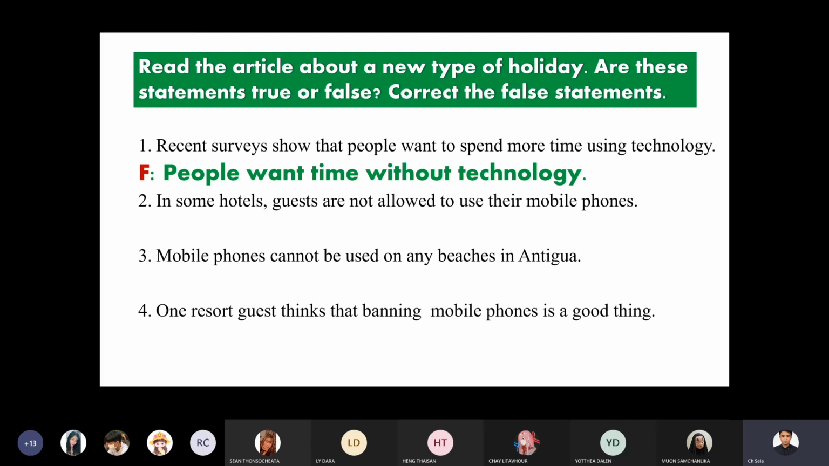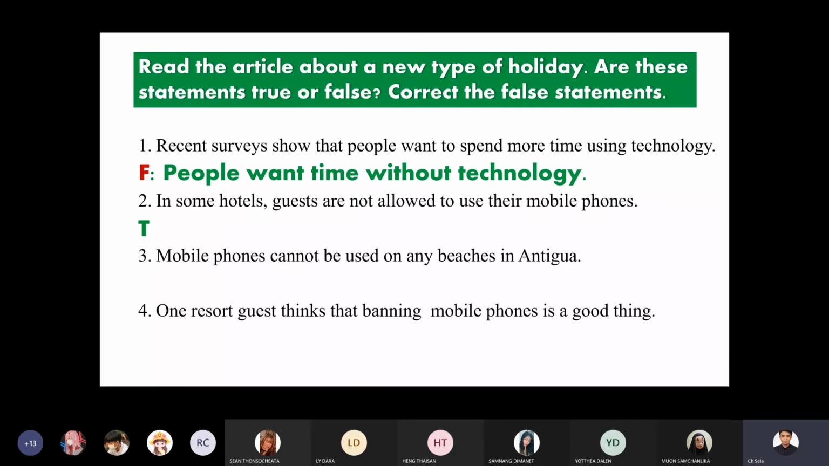Is it true? Teacher, true. Okay, number two is true. In some hotels, guests are not allowed to use their mobile phones. At night, would you go there if they do not allow you to use your mobile phone? No. But they have a phone there for you. If you want to contact your friends or your family members, you can come downstairs and call.